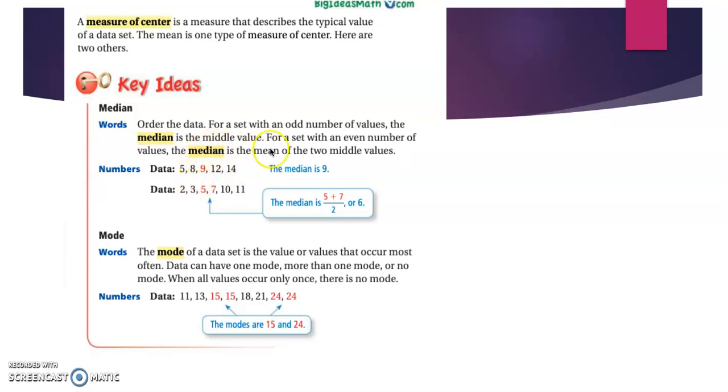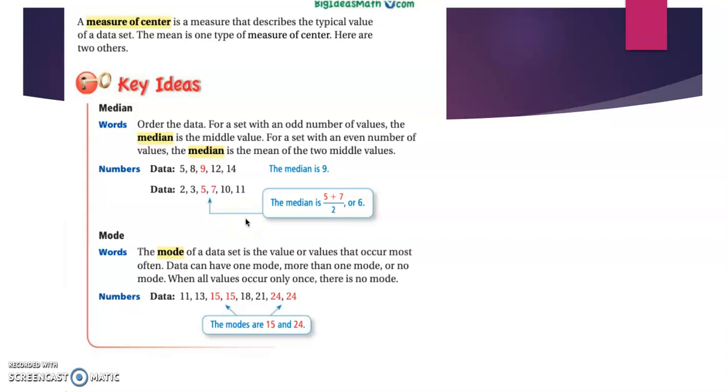When given a set of numbers that has an even count, for example this one down below, 2, 3, 5, 7, 10, 11, you've got an even number of values, 1, 2, 3, 4, 5, 6. In that case, you have to find the two middle numbers, which would be 5 and 7. Then you add them up. 5 plus 7 is 12, and you divide by 2, and the value is 6. So the median would be 6 in this instance.